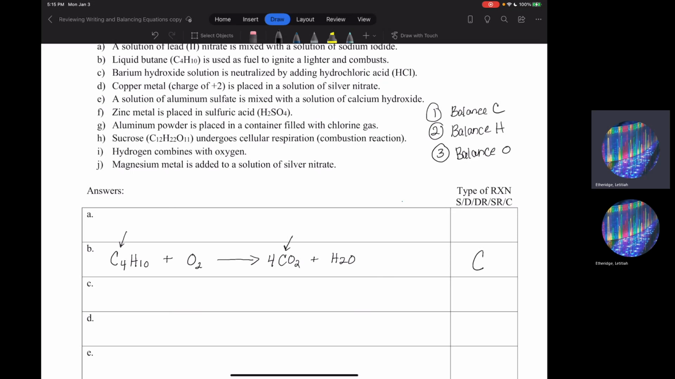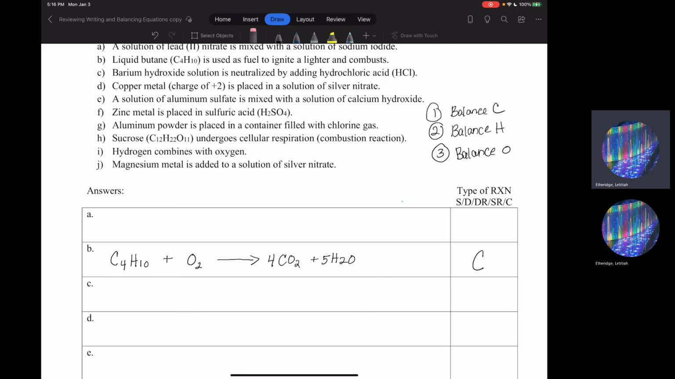Now we need to balance hydrogen. I have 10 hydrogens over here, and I only have 2 over here. That means that I need a 5 right here. And then the last thing is going to be to balance oxygen. Now, oxygen is always going to be the tricky one. Let me get rid of these arrows so it will be a little less confusing for you.